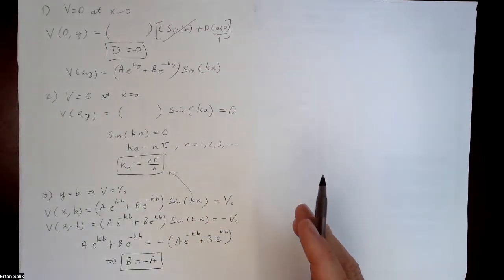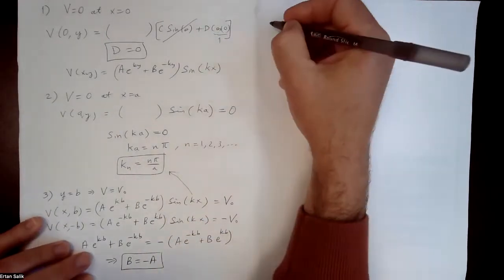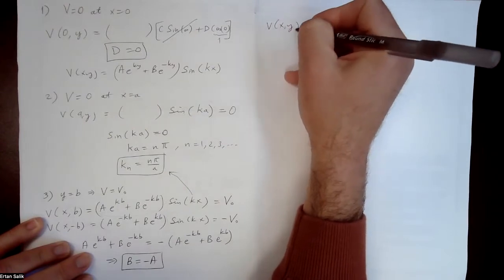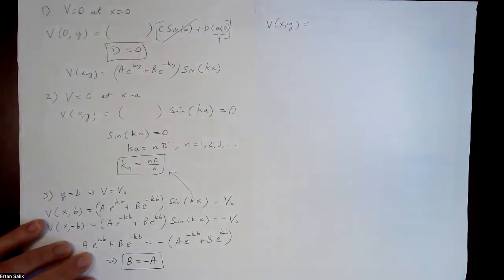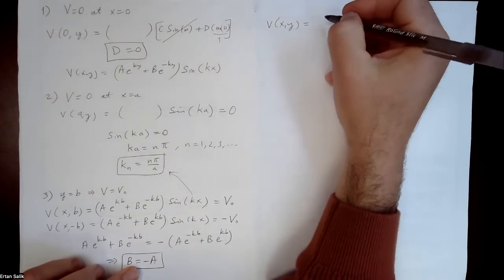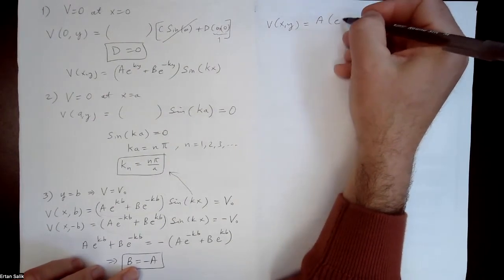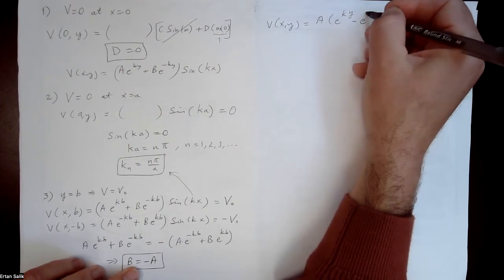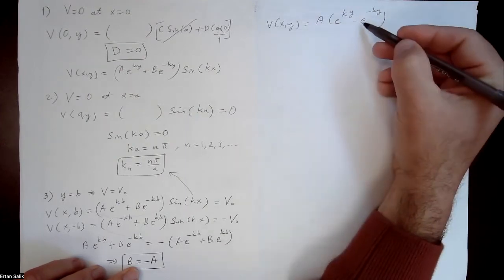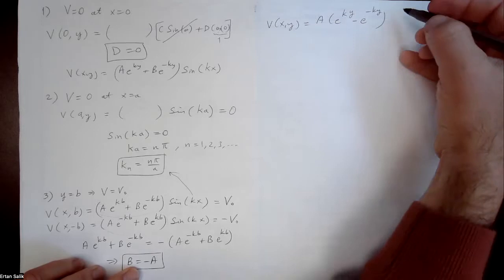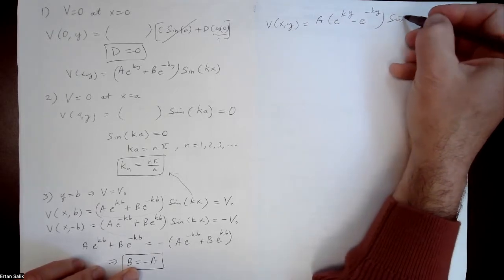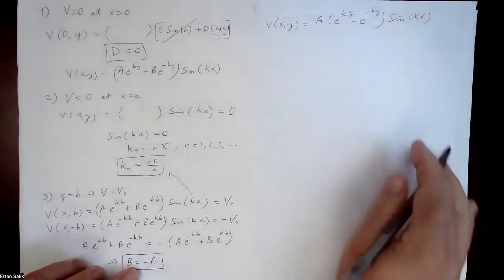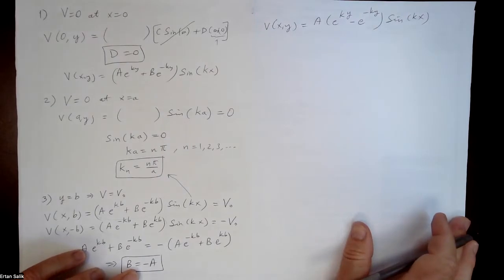We have v(x,y) equals a, e to the ky minus e to the minus ky. Okay, I replaced b with negative a, right? Sine of kx. That's what I have.